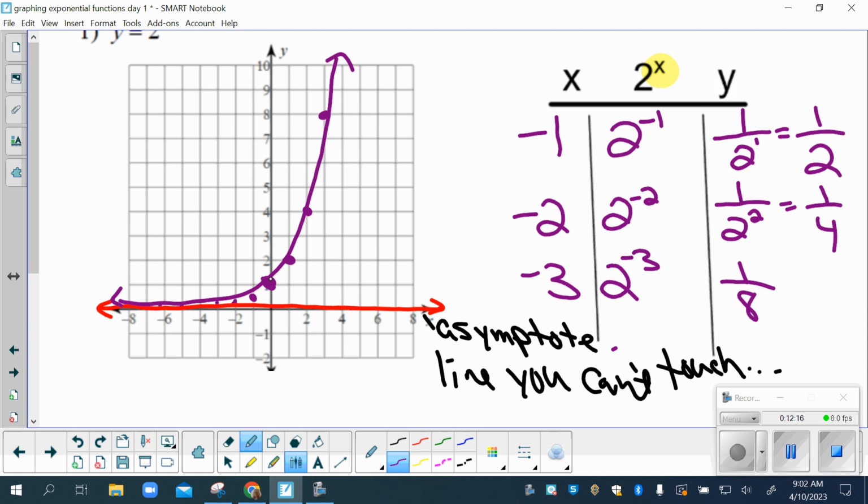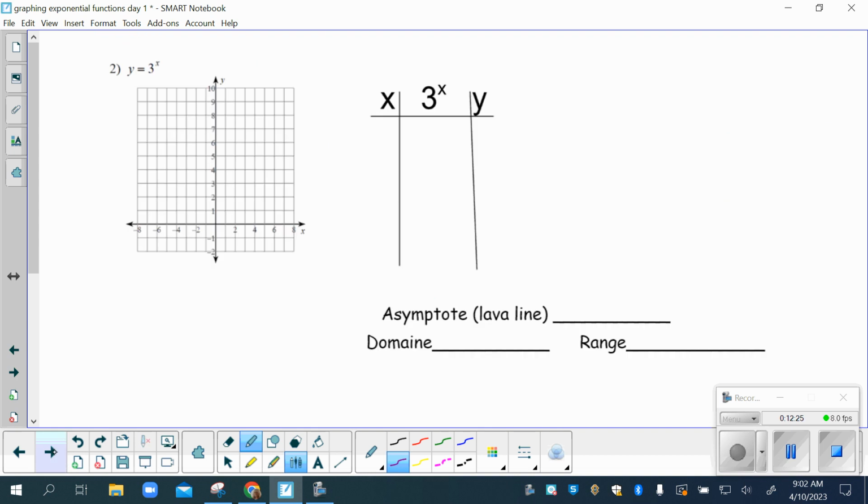Yeah? So here's what. Now that I know the shape, I only need to know 3 things to graph any exponential function. I need a lava line, and I need 2 more points. And if I have a lava line and 2 more points, I can graph any exponential. I know the shape, I know where it's getting big, I know where it can't touch, and I'm done. And that's what we're going to do. Are you guys cool with that?